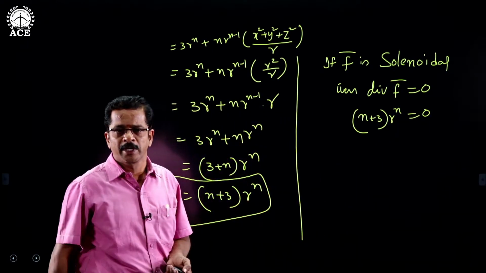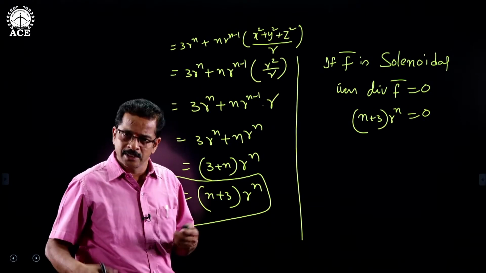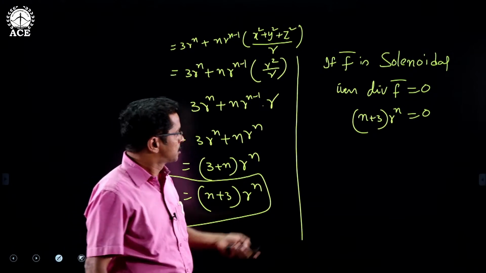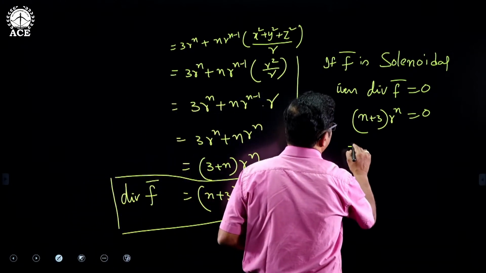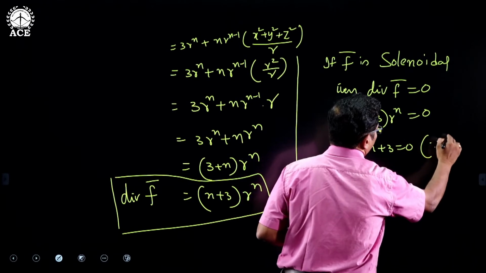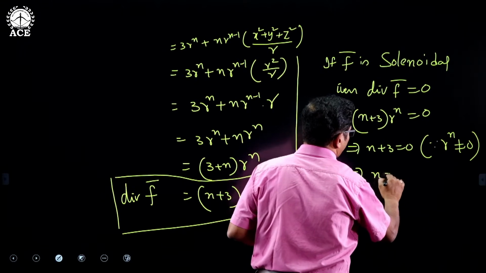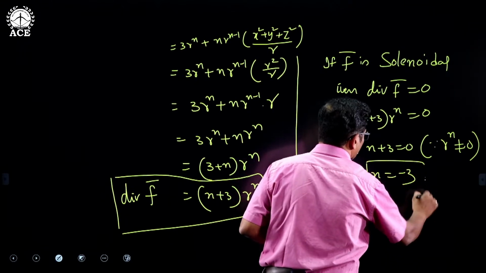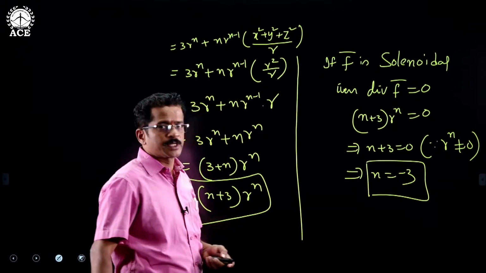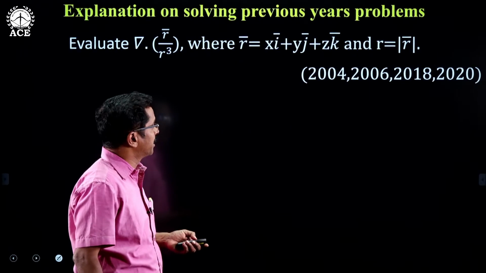r power n never becomes 0 because r is a radius whose power is going to be some measure, will not be 0. So definitely n plus 3 is equal to 0, since r power n is not equal to 0. So from this n is equals to minus 3. So for n equal to minus 3 the function is going to be solenoidal.